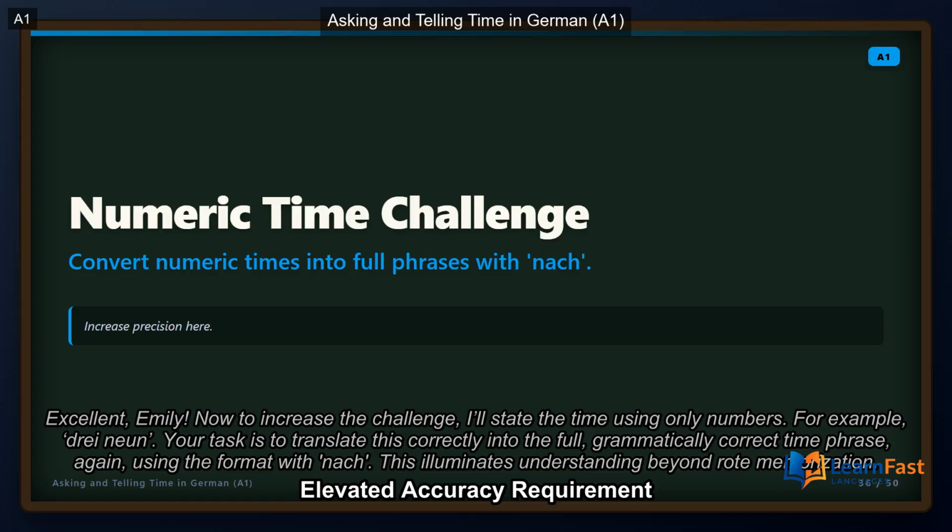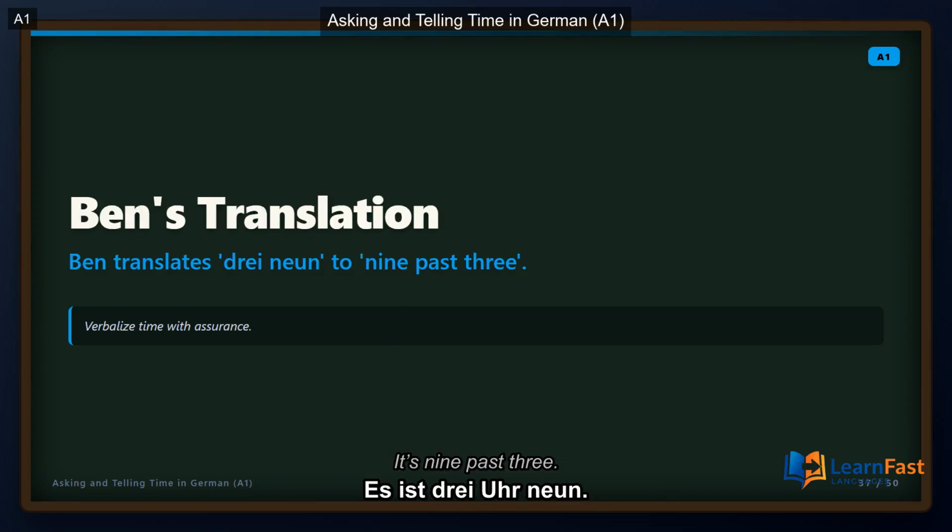Excellent, Emily. Now to increase the challenge, I'll state the time using only numbers. For example, 9:03. Your task is to translate this correctly into the full, grammatically correct time phrase, again using the format with nach. This illuminates understanding beyond rote memorization. Es ist 3:09 Uhr.